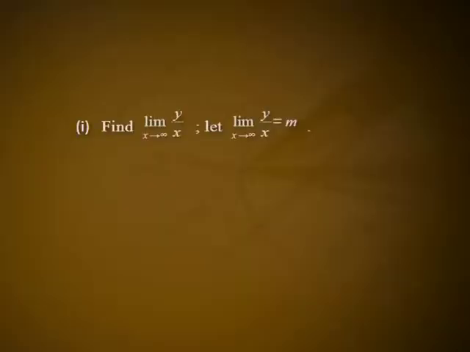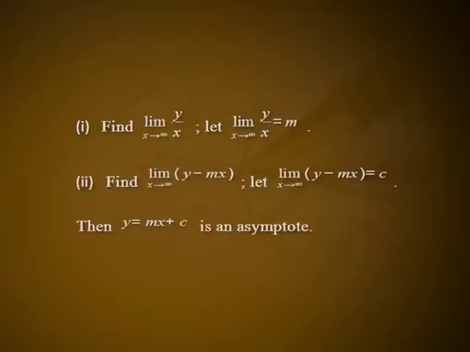We have thus the following method to determine asymptotes which are not parallel to the y-axis. First, find limit of y/x as x tends to infinity. Let limit of y/x as x tends to infinity be equal to m. Second, find limit of (y − mx) as x tends to infinity. Let it be equal to c. Then y = mx + c is an asymptote.